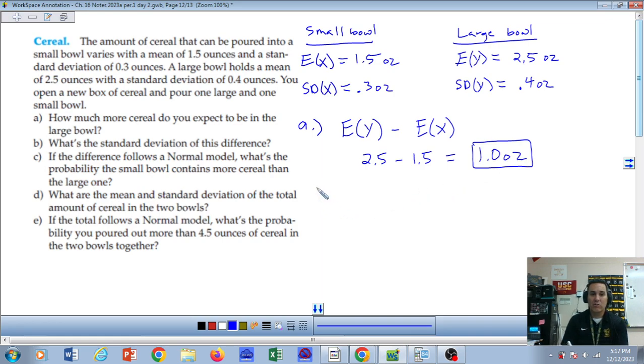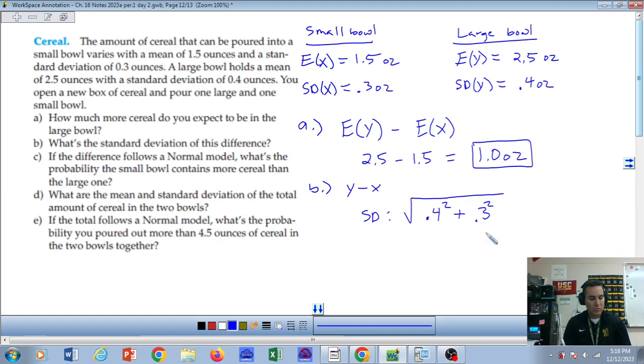What's the standard deviation of this difference? Okay, the standard deviation of subtracting the two bowls. So we're doing Y minus X. The standard deviation will be the square root of the variance of the Y group plus the variance of the X group. Remember, it's got to be variance. So 0.4 squared plus 0.3 squared.